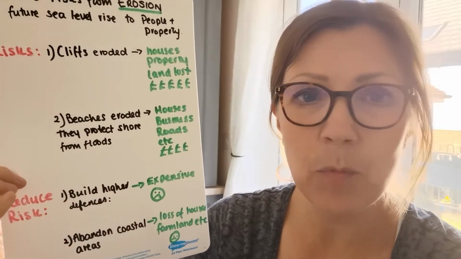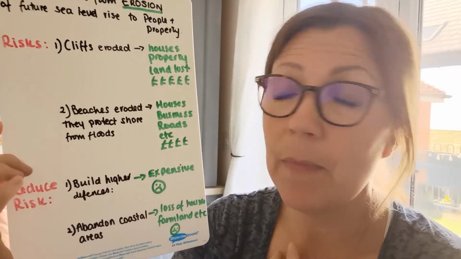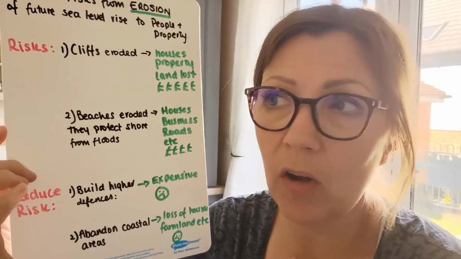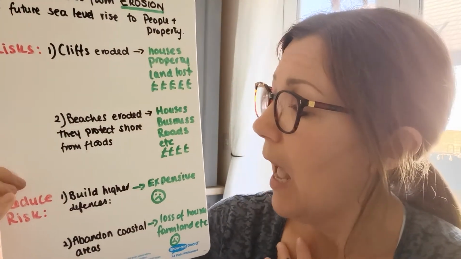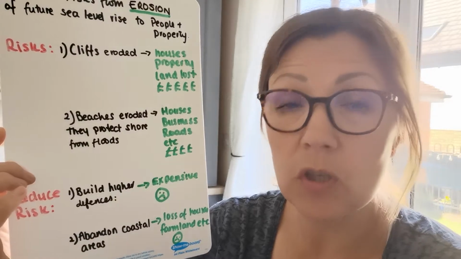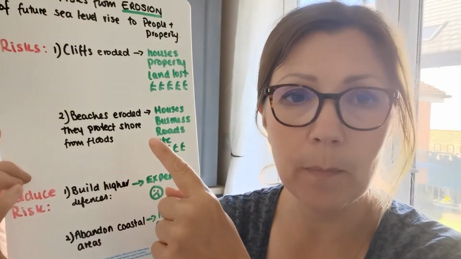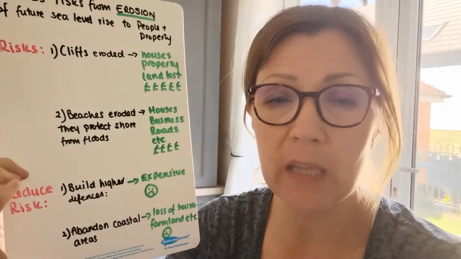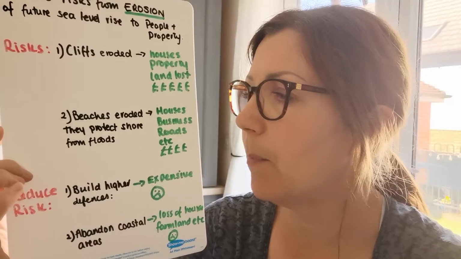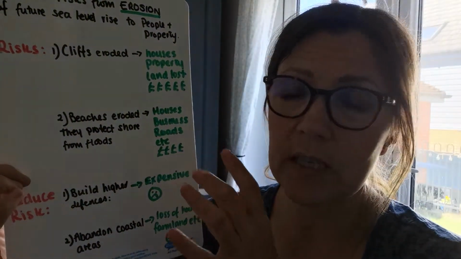And if that happens, again, what can happen? Houses can be flooded, businesses can be flooded, a town could be flooded, etc. So a lot of businesses could be flooded, roads and infrastructure could be flooded, etc. And that will also cost a lot of money. So it will destroy a lot of property, not from cliff fall, but from flooding. And it will cause people to lose money. It will cause them to lose their homes. It will cause them to lose their jobs, perhaps, as well. So they are the risks of erosion from future sea level rises.